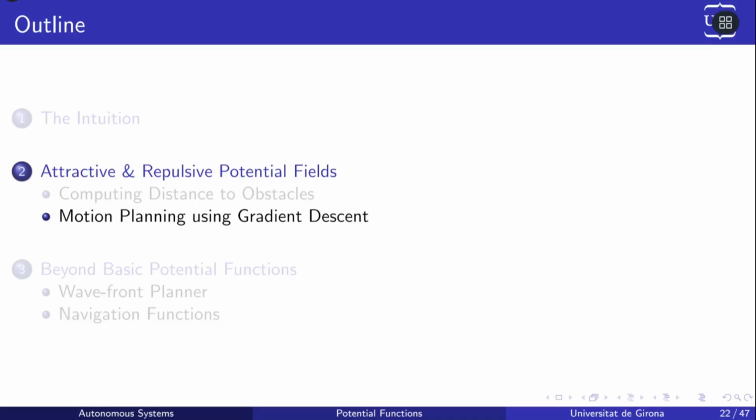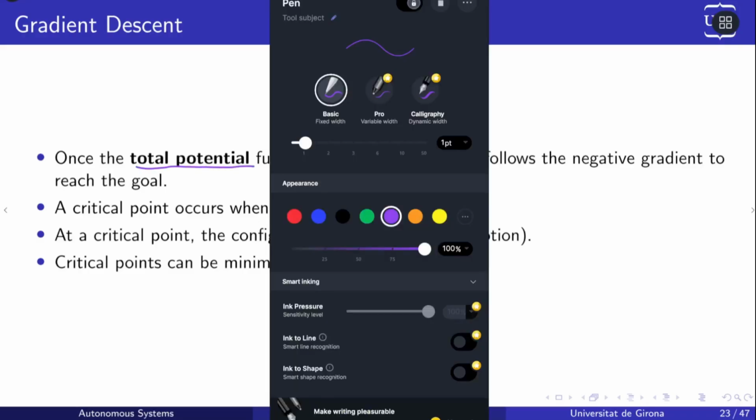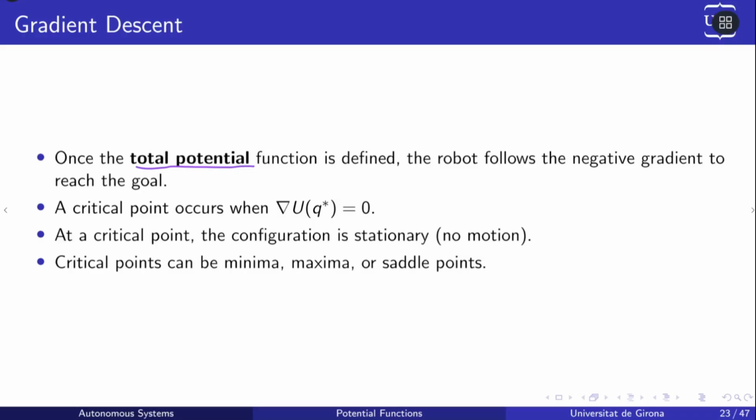And now we need to apply the gradient descent. I'm sure that you will see, or you have already seen, gradient descent in machine learning, and you will see it much better than what I want to explain here. But just the basics, okay? Because here, we are probably not going to use the real gradient descent, just an approximation. The idea is that when we have this total potential function, that is the addition of the attraction and the repulsive, then the robot needs to follow the negative gradient in order to reach the goal. Okay, this is what we want to do.